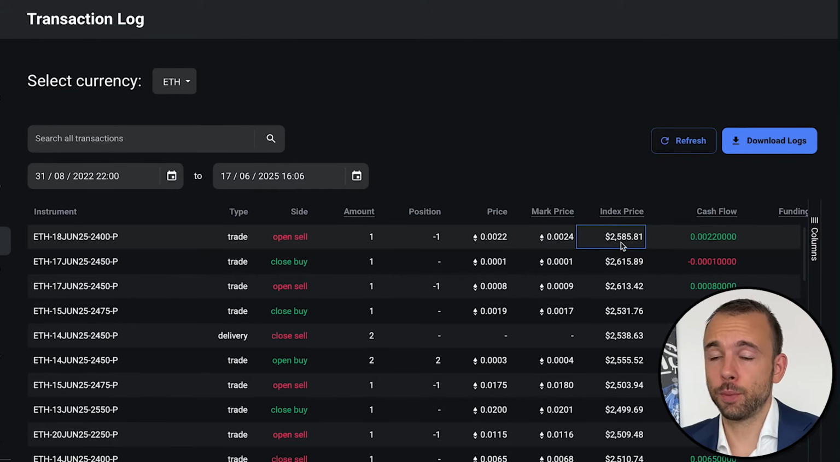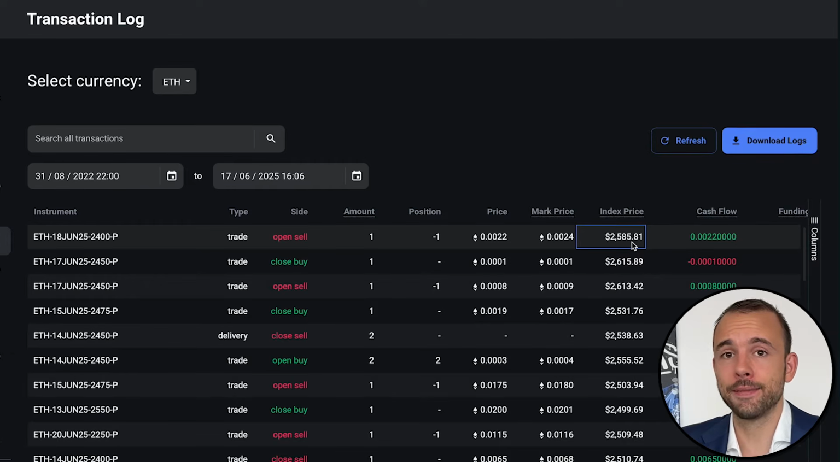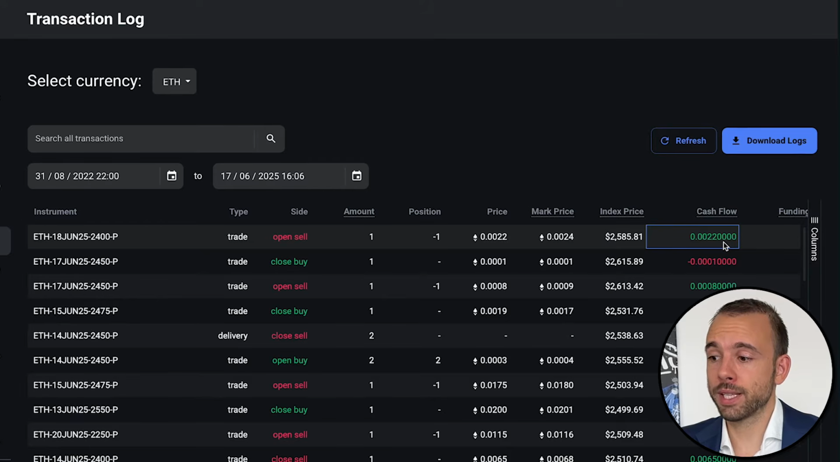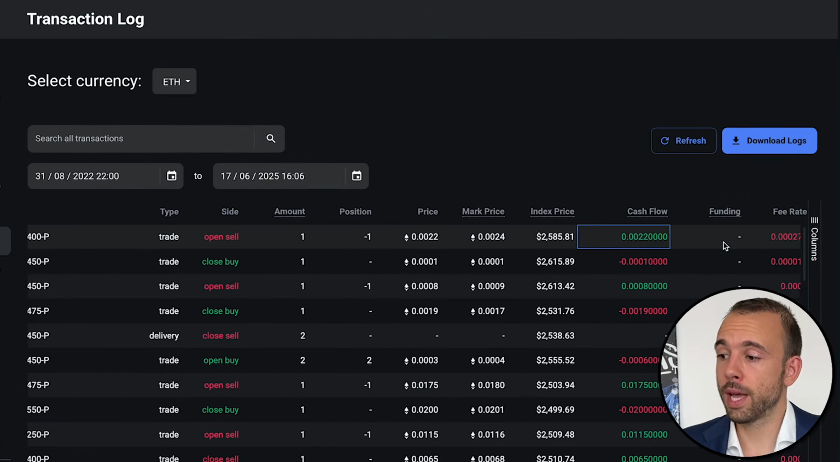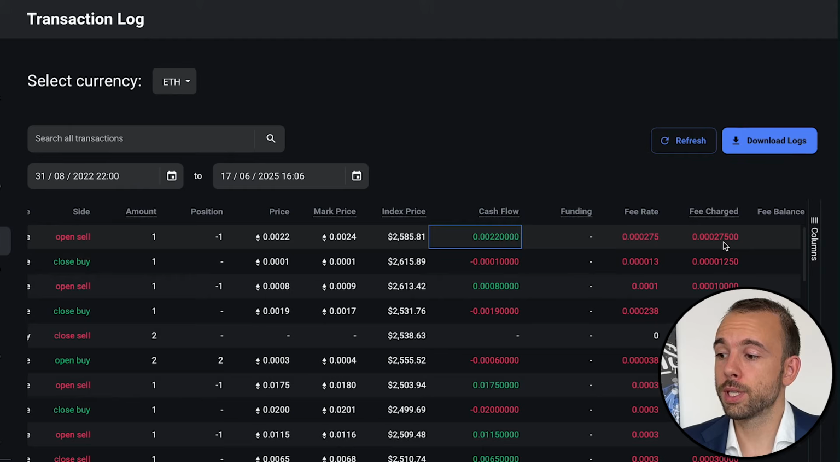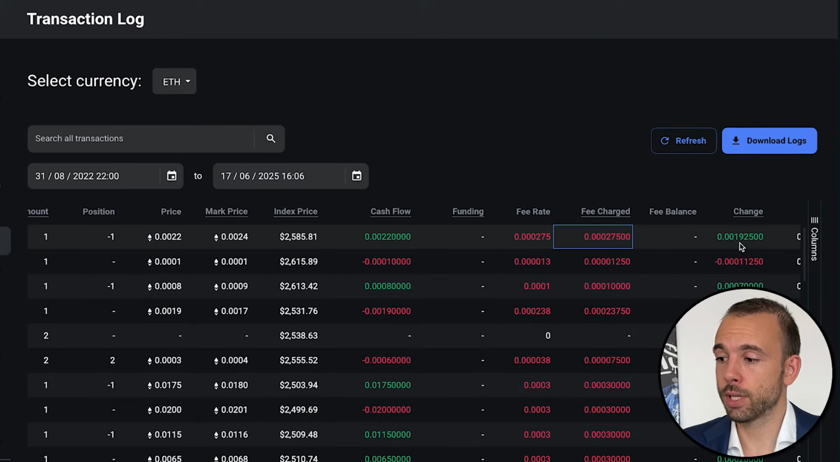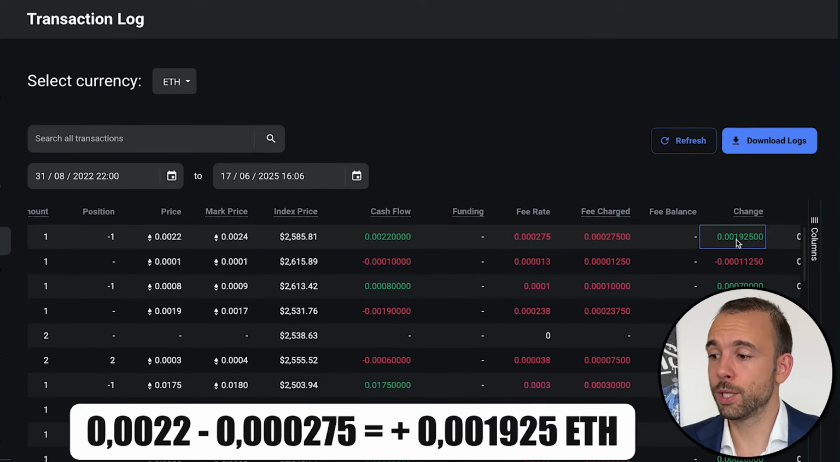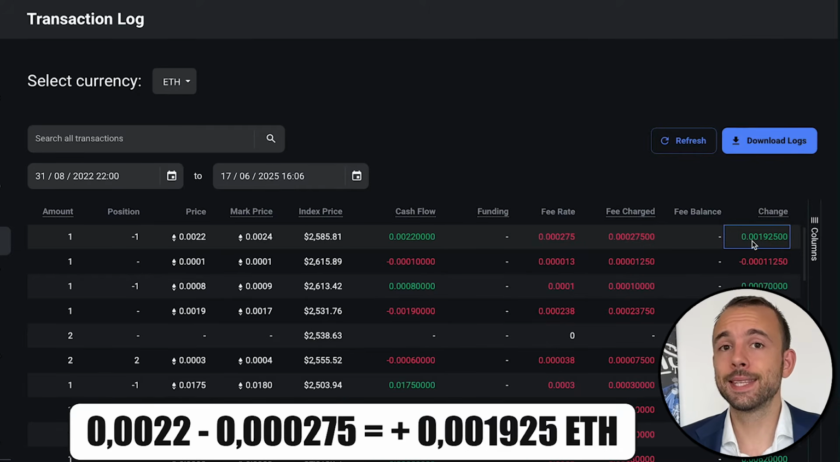And the price of Ethereum at that moment was equal to $2,585. Because the put option was sold, there is a positive cash flow. But because we have to deduct the trading fees, which is equal in this case to 0.00027 Ethereum, the net premium which was credited to Ethereum wallet was equal to 0.0019 Ethereum. And this is the net premium that I received in the wallet.